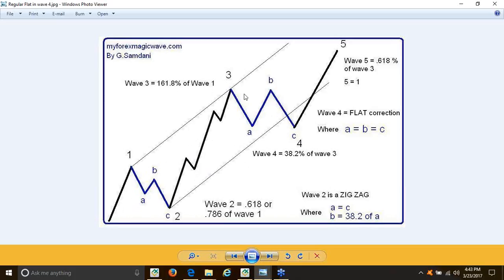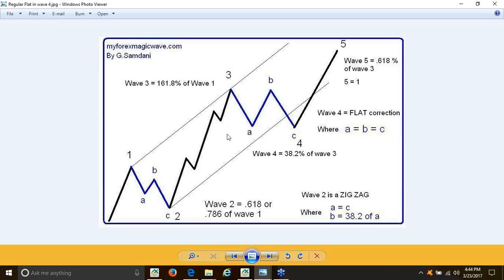Most likely it will come in a triangle, which is a very nasty thing, and you should stay away from that at all costs, in all situations. If you identify that it's making a triangle, just don't trade that pair. Stay away from it until it finishes. But usually it comes and drops to 38% of wave 3.